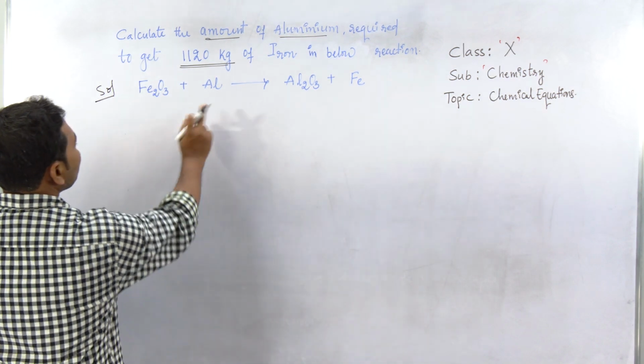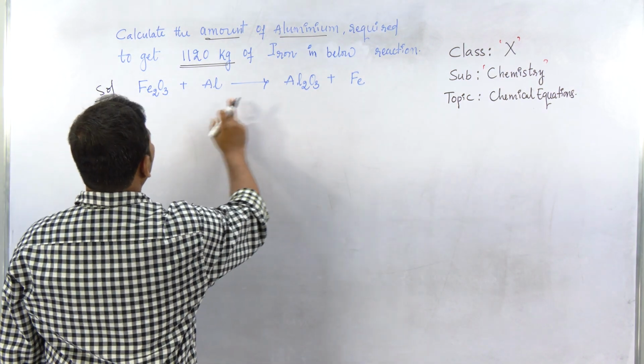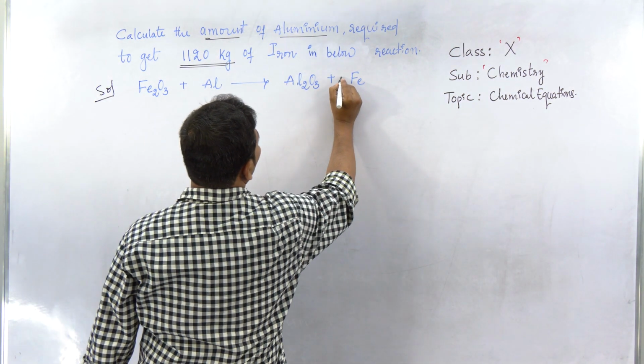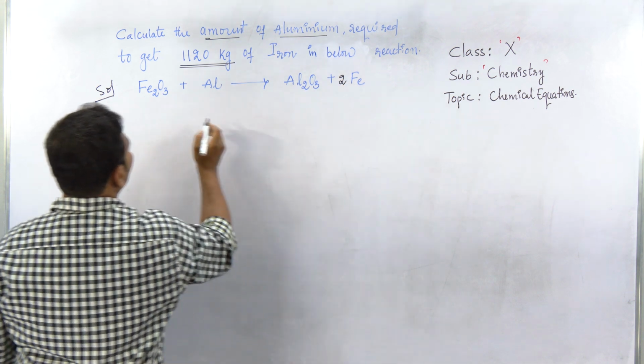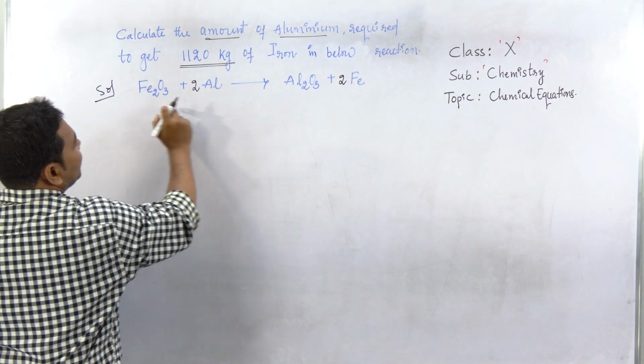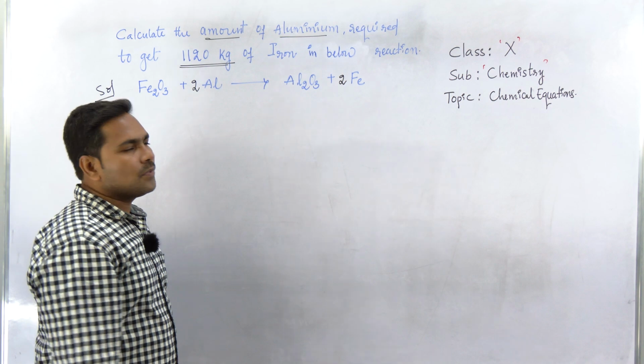First we balance. Let's write 2 iron atoms here. I'll write 2 iron atoms. Write 2 aluminium atoms here. I'll write 2 aluminium atoms. 3 oxygen, 3 oxygen. It is balanced now, right?